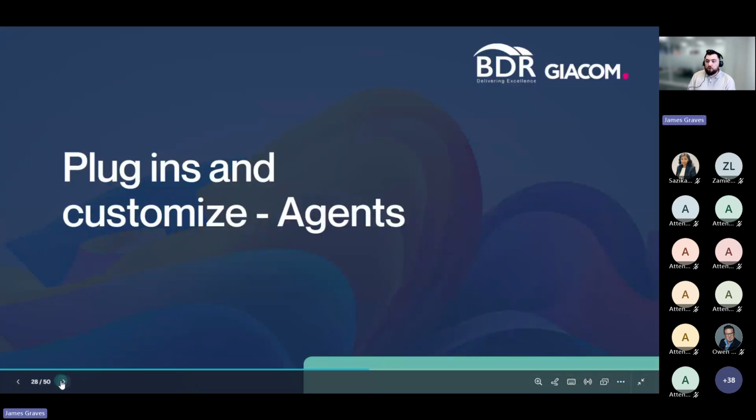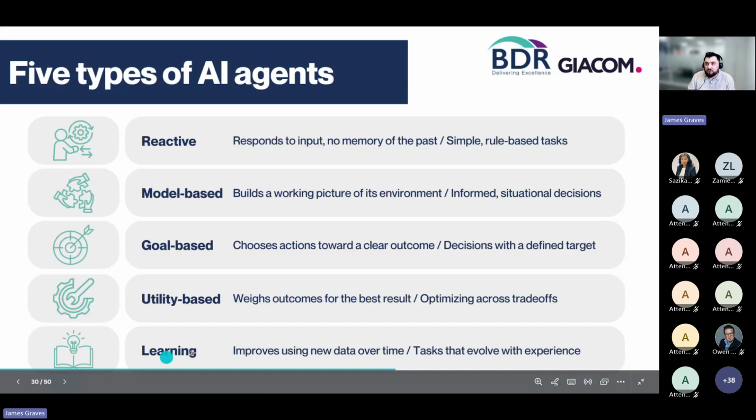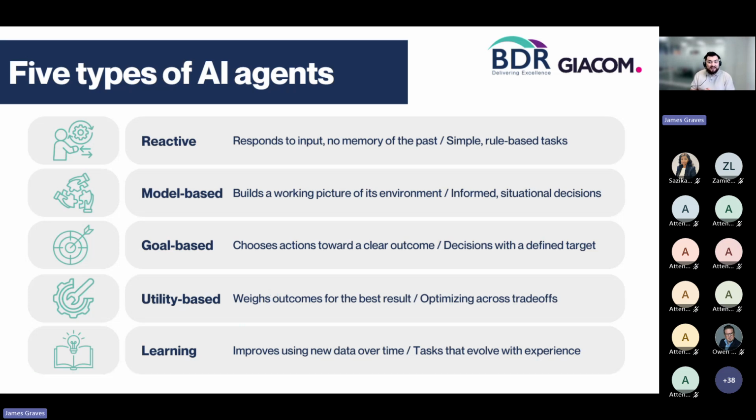Amazing. So, plugins, customize agents, and talking about agents themselves. Agents are broken into 5 categories. Without sticking on these for too long, we have what we call reactive agents. And again, just to touch on it, an agent is a bespoke Copilot that has been built for a very specific task or group of tasks. And these agents get categorized into these 5 areas.